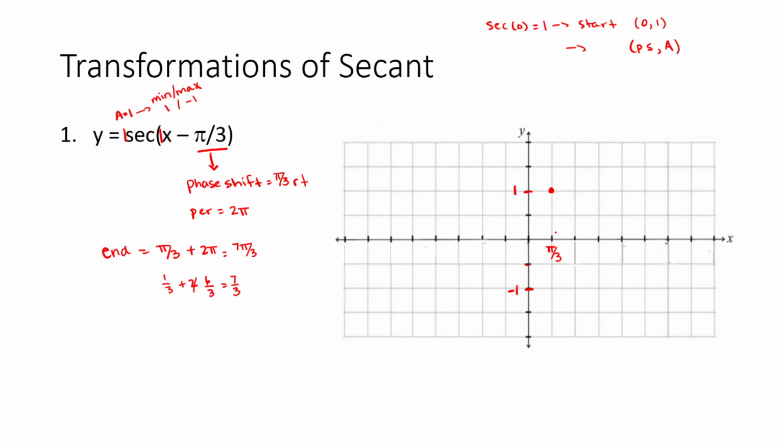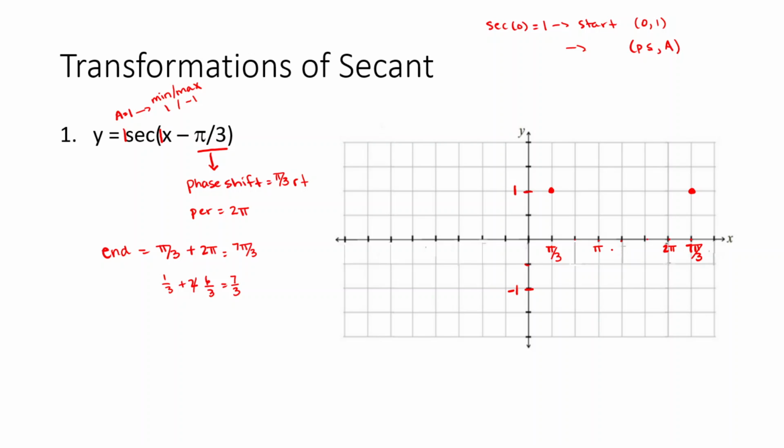Okay, basically I'm going to go from this pi thirds a distance of 6 tick marks: 1, 2, 3, 4, 5, 6, and plot another point. And this actually does end up as 7 pi thirds. So this is 2 pi, and this is pi.